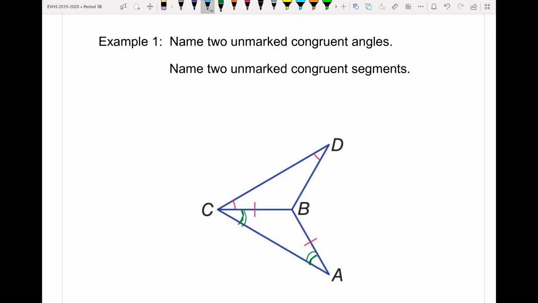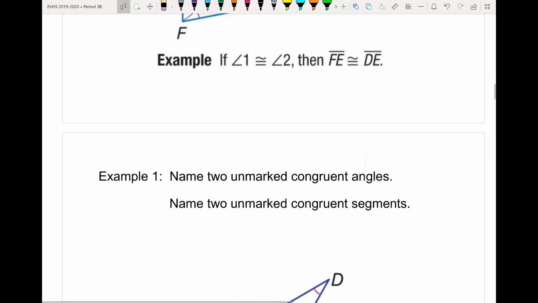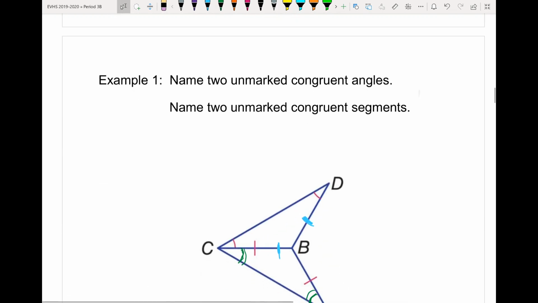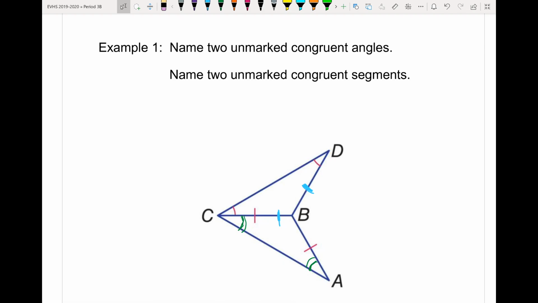CB and DB? Yeah. CB is congruent to DB. I had someone earlier in the day argue that CB is marked. Well, what's marked is congruent to BA. We're just saying it's also congruent to CB because of the converse of the Isosceles Triangle theorem, saying that these two congruent angles also imply congruent sides. Make sense? Yes. Questions? No.